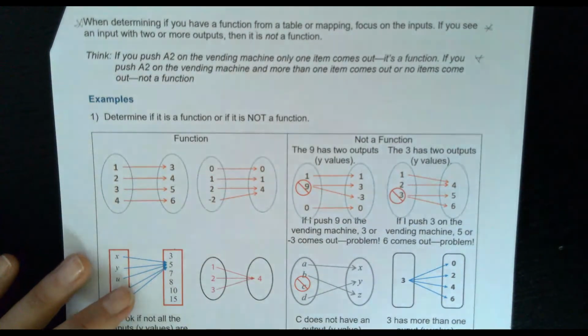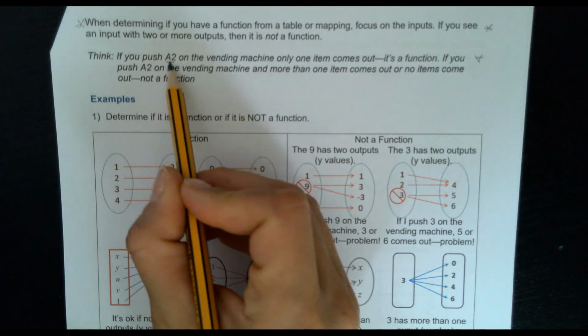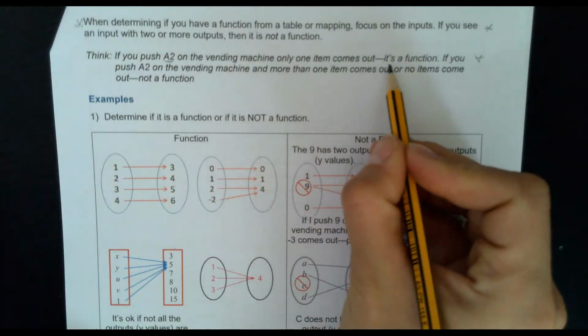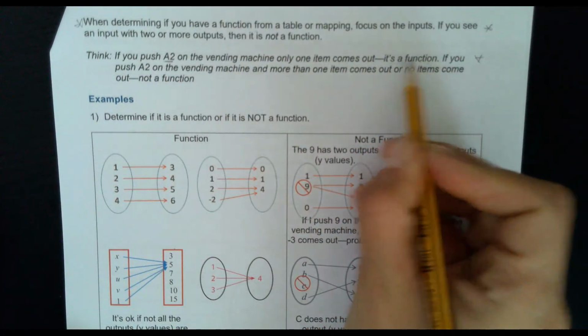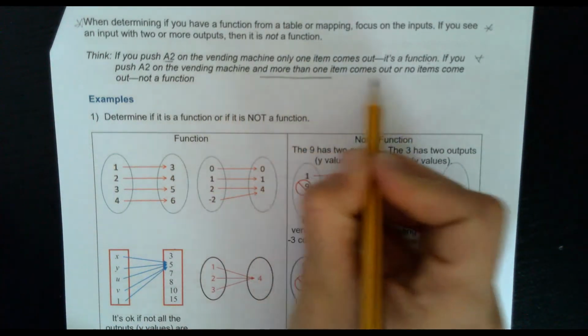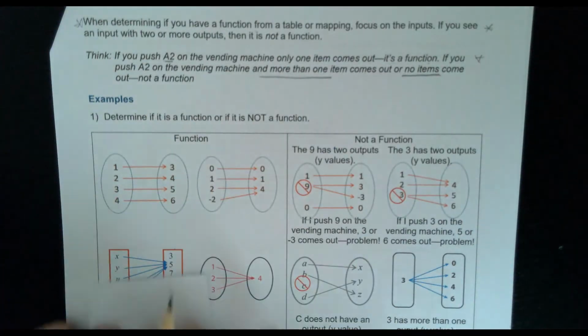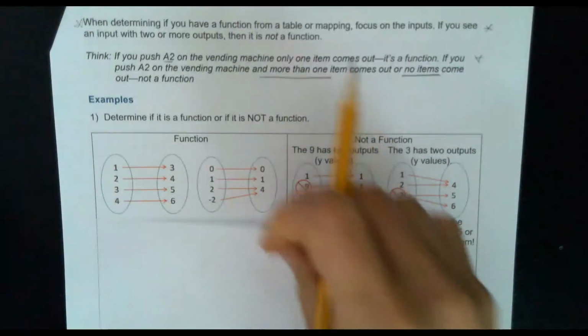So what does that mean? It means if you push A2 on the vending machine and only one item comes out, it's a function. If you push A2 on the vending machine and more than one item comes out or no items come out, it's not a function.